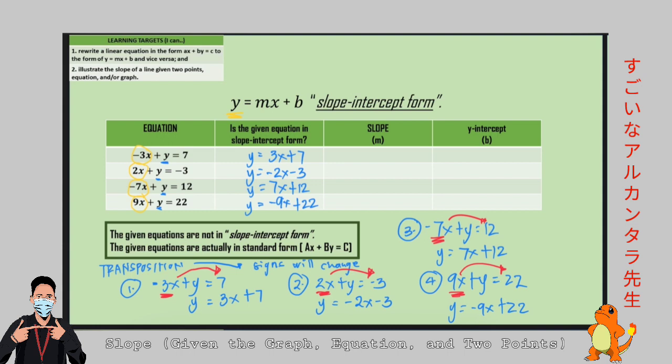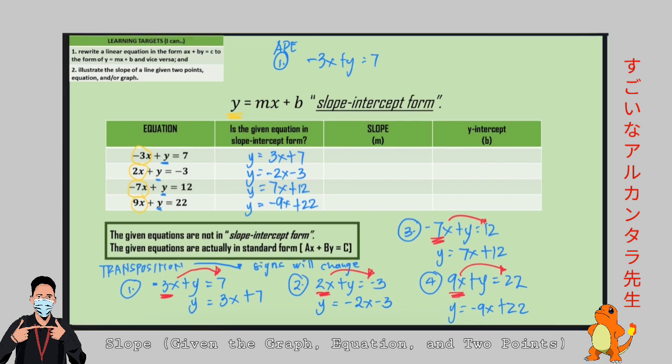I just want to show that. So I will show an addition property example using number 1. Since we have here negative 3x plus y is equal to 7, the goal is to isolate the variable y. So we look at the one next to it. The one next to y here is negative 3x, and we want to eliminate it.